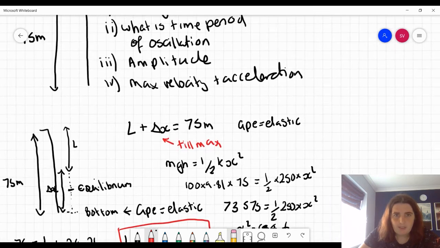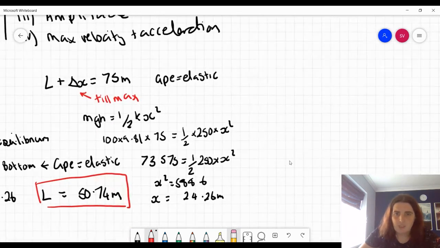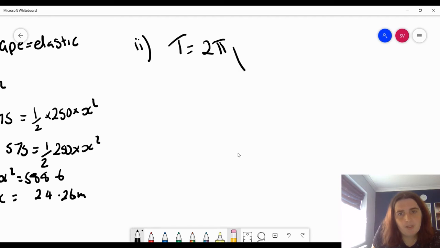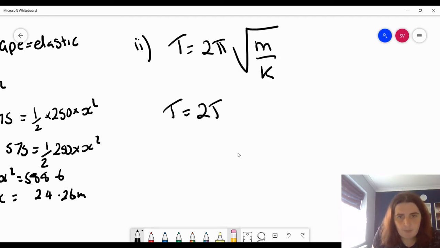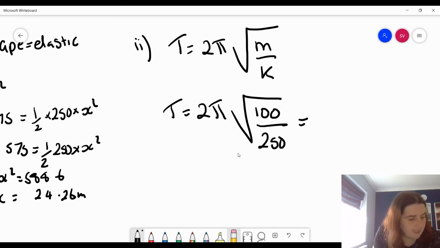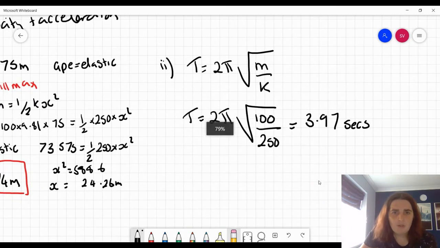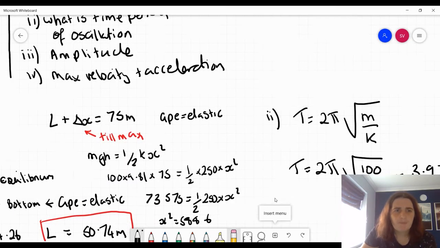So let's go to the time period of this oscillation. It is a spring system. So if you're going to be having a spring system, T equals 2 pi square root m over k. So T equals 2 pi root 100 over 250, and that equals 3.97 seconds there. Okay, so that's quite a nice one, probably worth 1 mark.